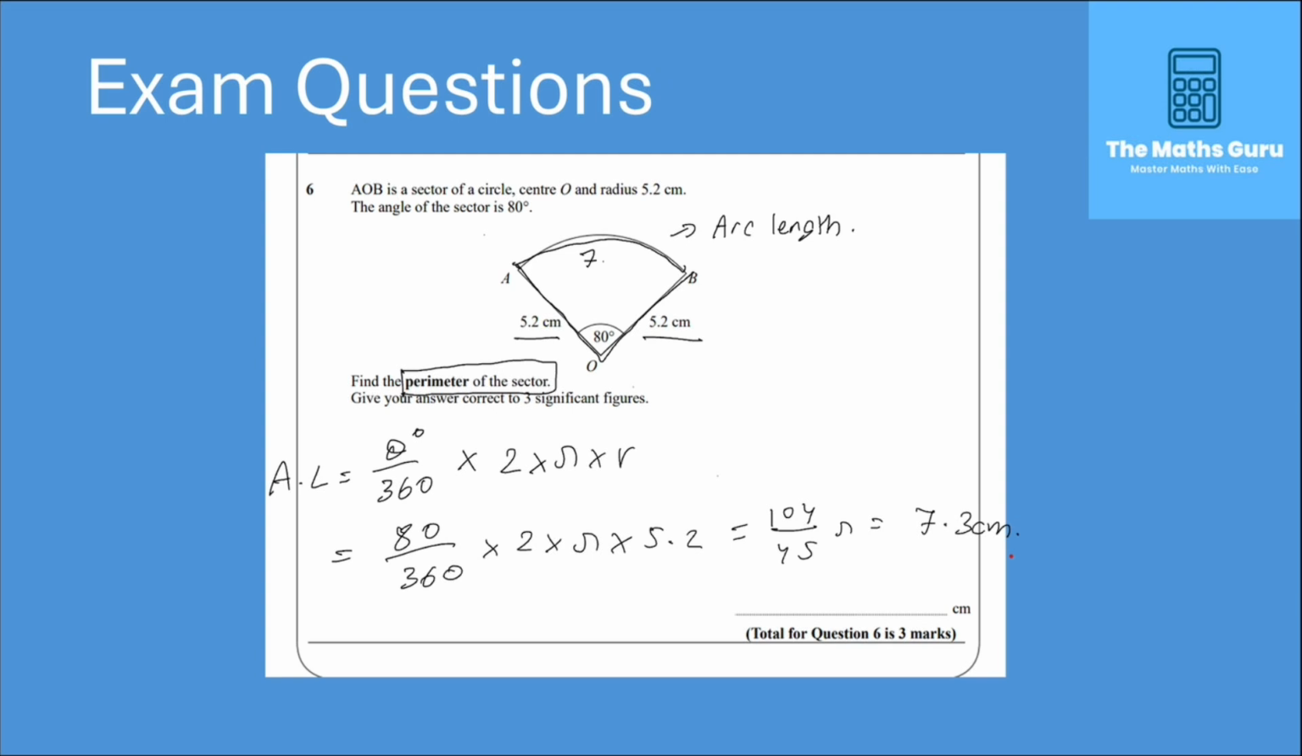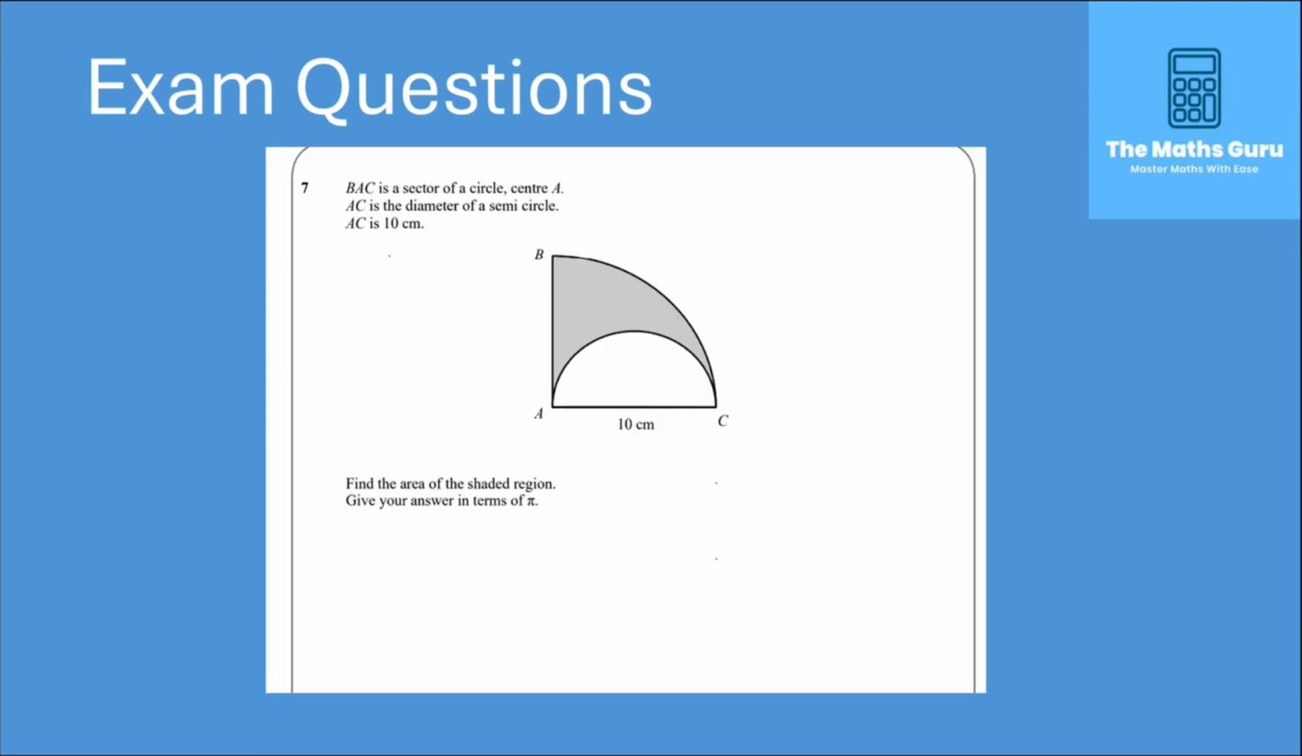Now we know our arc length is 7.3 centimeters. To work out the perimeter, we now add on the two radii, and we get our total answer to be 17.7 centimeters. And that is our answer.